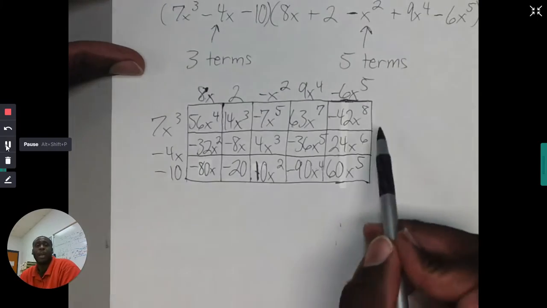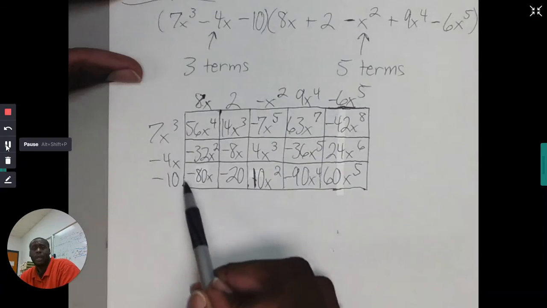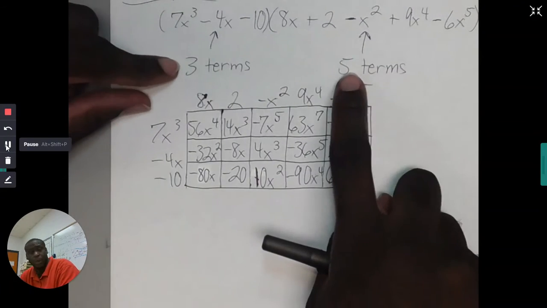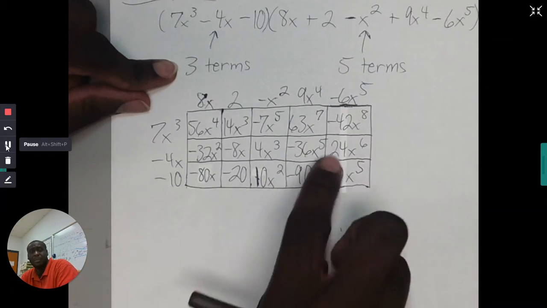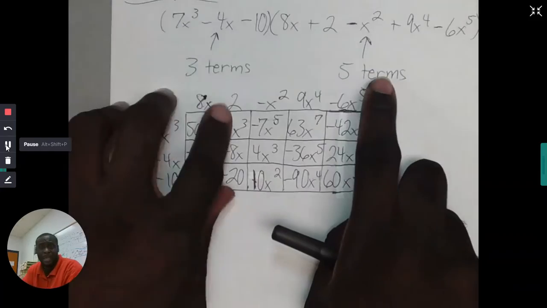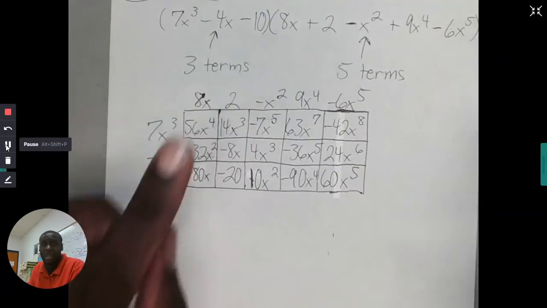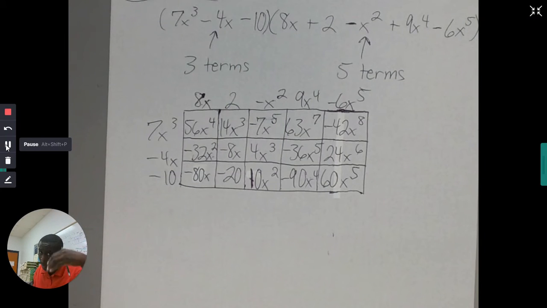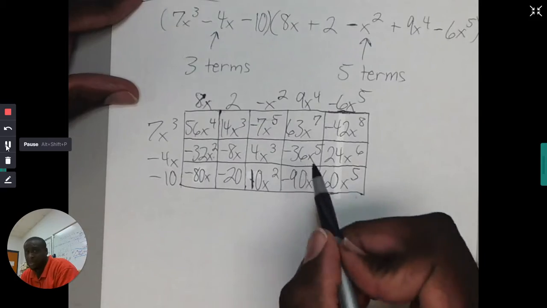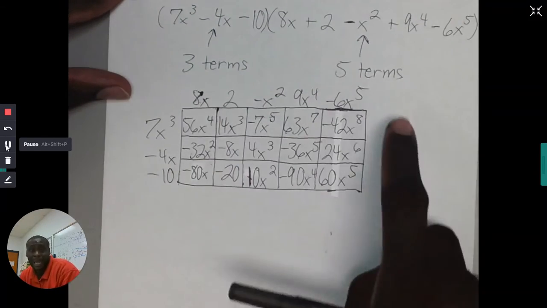So here we wind up having 15 terms altogether. Okay? As a result, we wind up having 15 terms. Now, when you do this, if you have a resulting amount of terms that is not the same as this number of terms times that number of terms, you probably did something wrong. Okay? Now, so we wind up having initially 15 terms here. Now, of course, we're going to combine like terms.